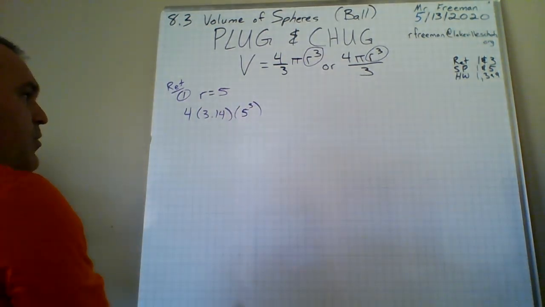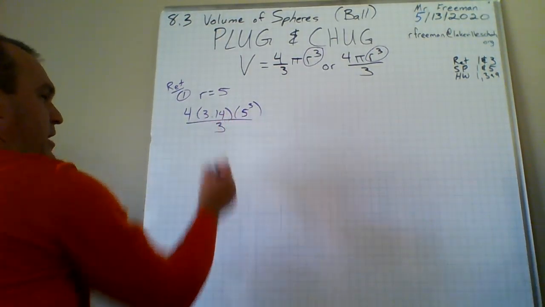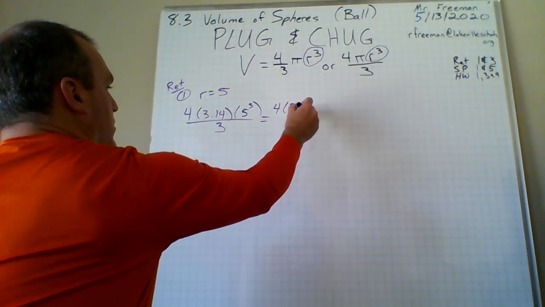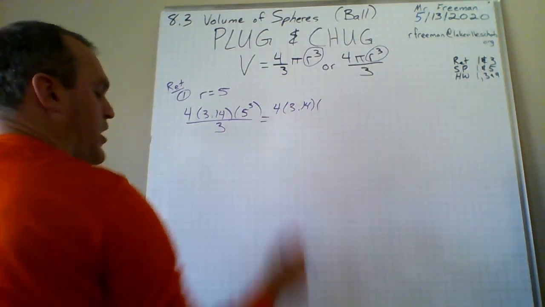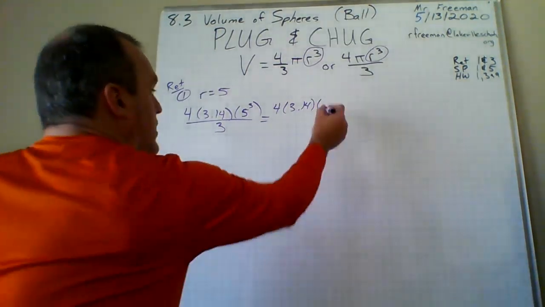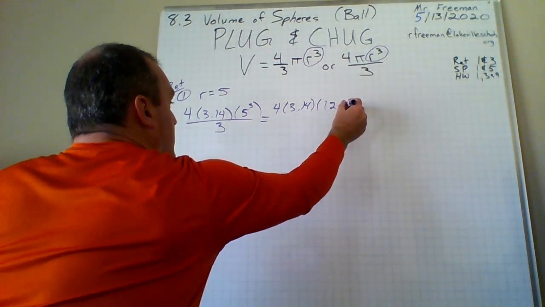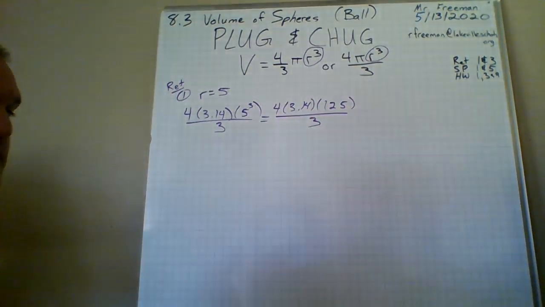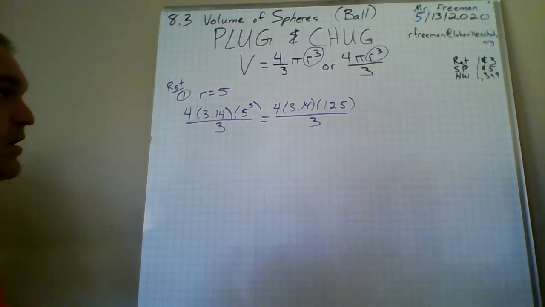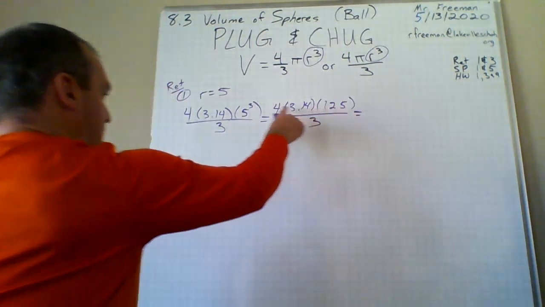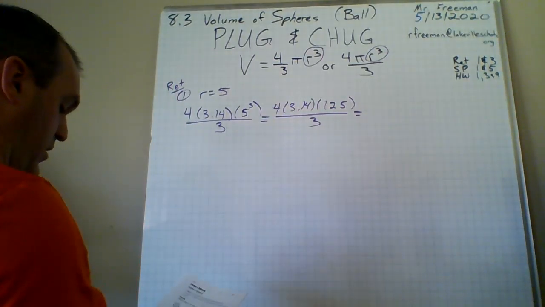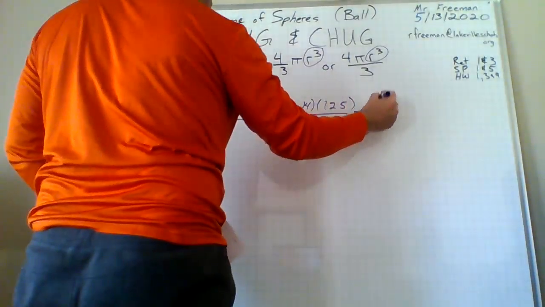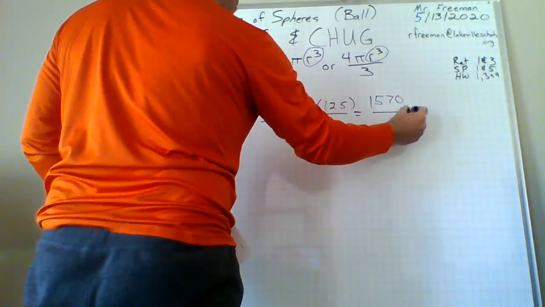Okay, we're going to divide that by 3 when we do it. When we do this, it's really 4 times 3.14, and 5 cubed is 125. And we're going to divide that by 3. Okay? Then when we move on and we multiply all that out on your calculator, that top row is going to give you 1,570 approximately. And then we're going to divide that by 3.